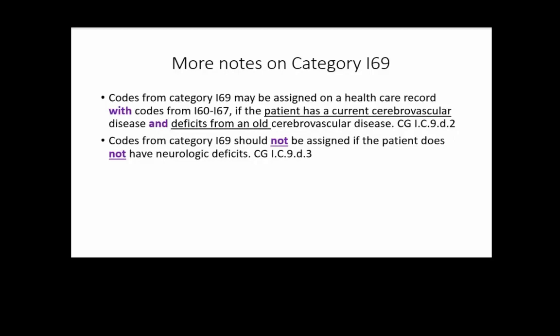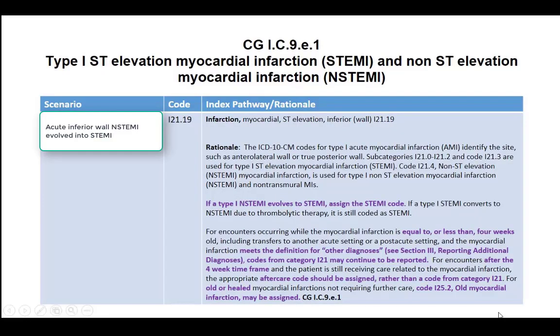Also notice in the second bullet point, codes from category I-69 should not be assigned if the patient does not have neurological deficits. The next few guidelines have to do with myocardial infarctions, sometimes called MIs. This particular guideline addresses type 1 ST elevation MI, or STEMI, and a non-ST elevation MI, called a non-STEMI, NSTEMI. In our scenario, the acute inferior NSTEMI has evolved into a STEMI.